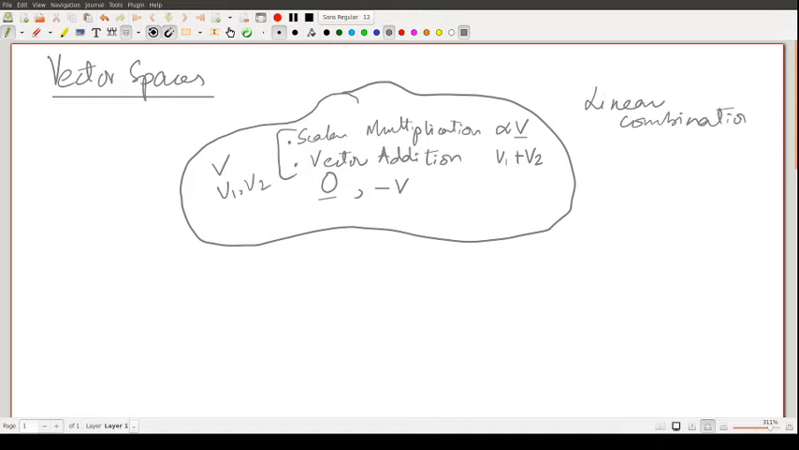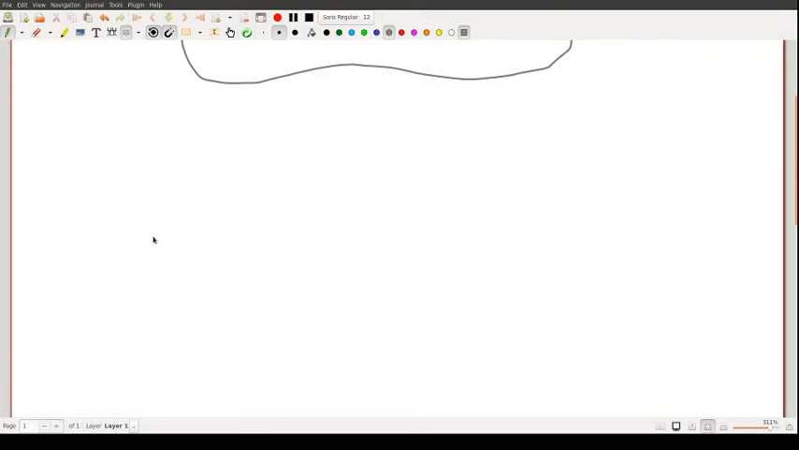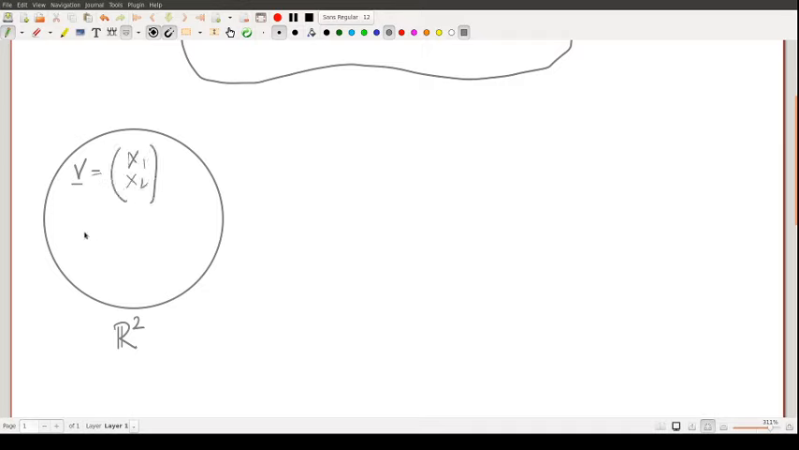And what are linear combinations? If you have v1 and v2, then a linear combination of v1 and v2 will make another vector v3, which is perhaps alpha 1 v1 plus alpha 2 v2. And these are vector spaces. As an example, and we've done several examples, but let's mention them again, you have the vector space R2, and vectors in this space look like perhaps v can be x1, x2, and another vector u can be y1, y2.